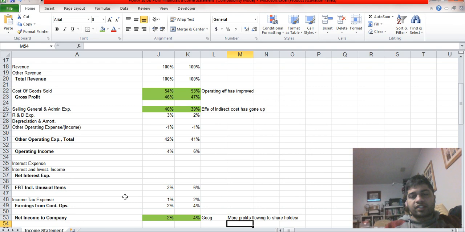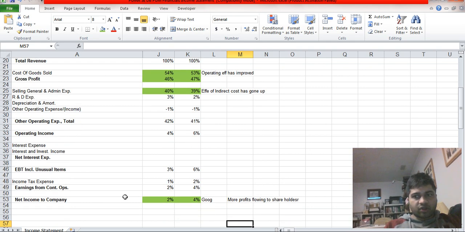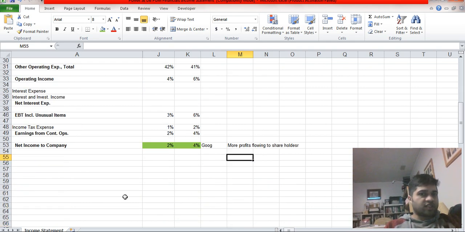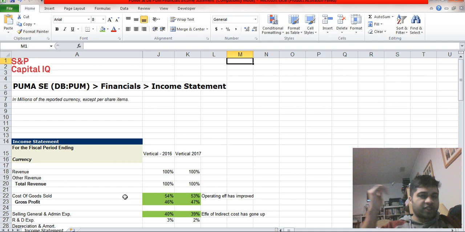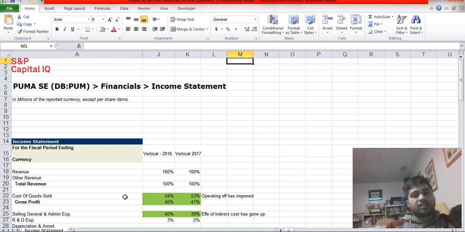So in a nutshell, this is how you analyze income statement of a company, horizontal as well as vertical. In horizontal analysis, you find trends. So current period's data vis-a-vis last period's data minus 1. And in vertical analysis, you express everything as a percentage of sales. So in the next class, we are going to discuss how to analyze balance sheets.